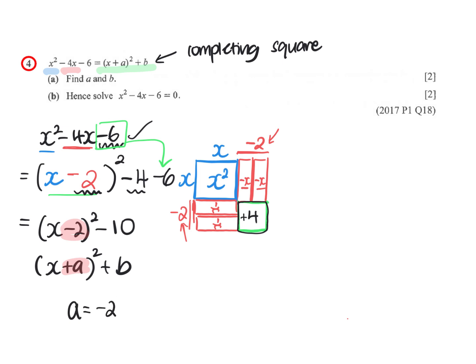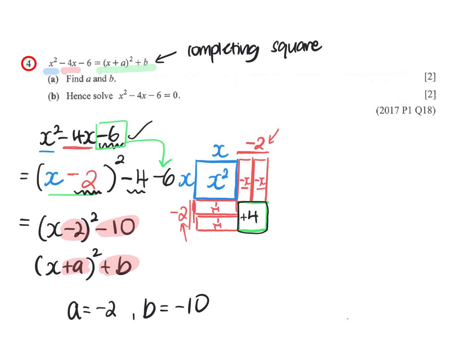And this number over here, this is plus B. So this one is plus B. So this one over here is minus B, minus 10. So in this case, we know B equals negative 10. So have you gotten the answer? Okay, so I will recommend you try more questions for completing square form.